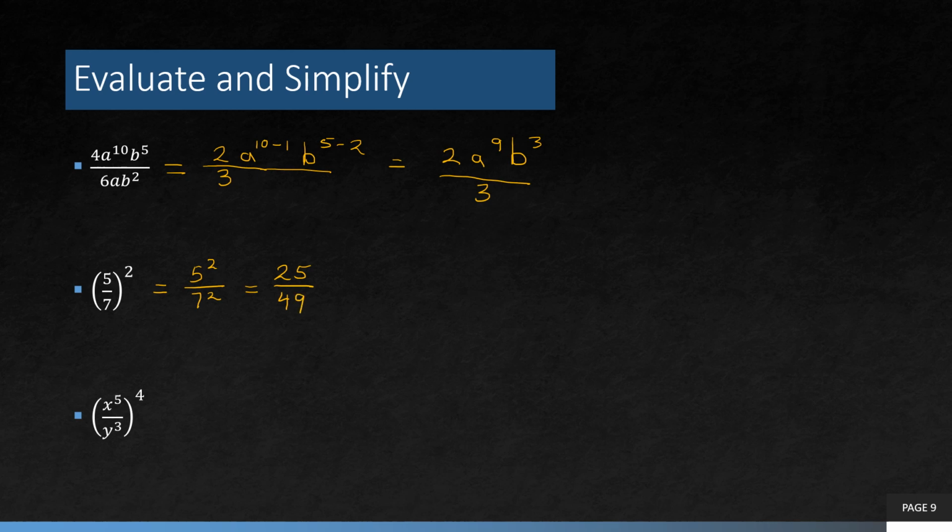For this last one, we're going to distribute that power of 4 to the numerator and the denominator. So that's going to become x to the 5th times 4 over y to the 3rd times 4. Simplifying those down, we get x to the 20th over y to the 12th.